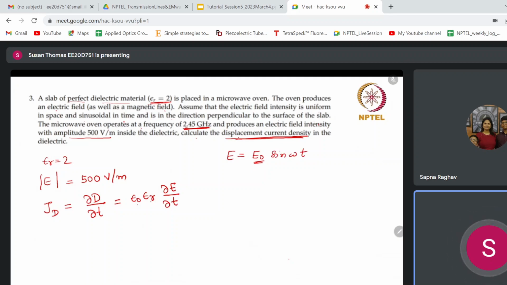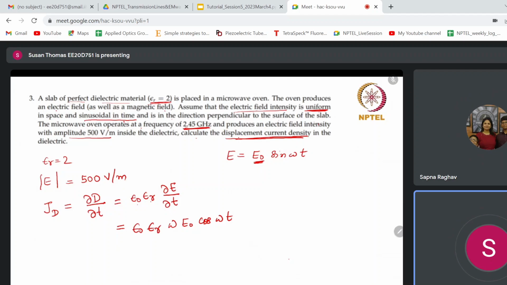Why do we write it like that? It is already given in the question. Electric field intensity is uniform, so E naught is constant, and then it is sinusoidal in time, so sine omega t. Now I can write epsilon 0 epsilon r, and dou E by dou t. What happens? Dou E by dou t gives omega E naught cos omega t. Okay, so that is our JD.